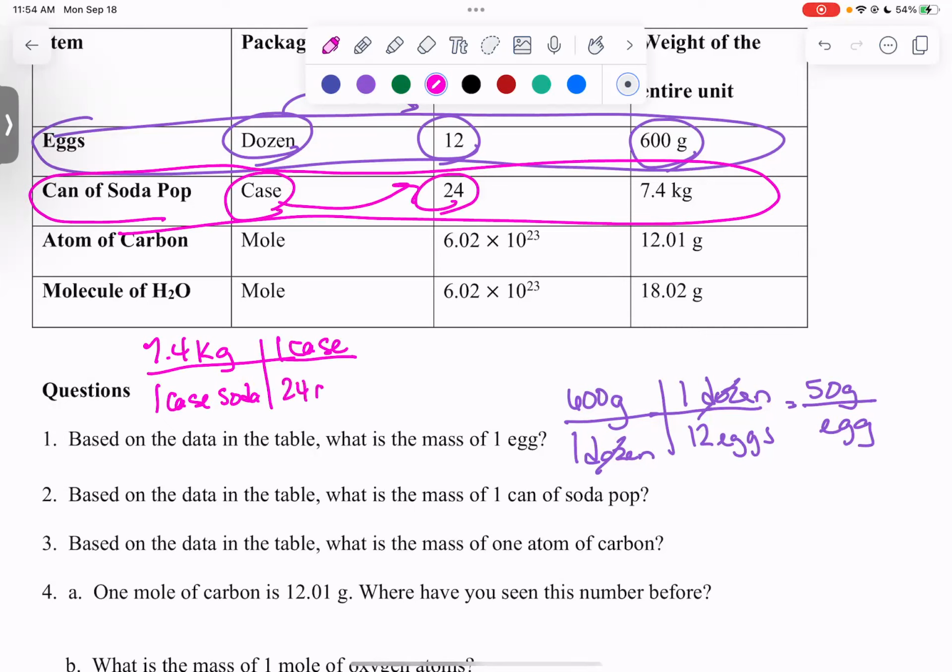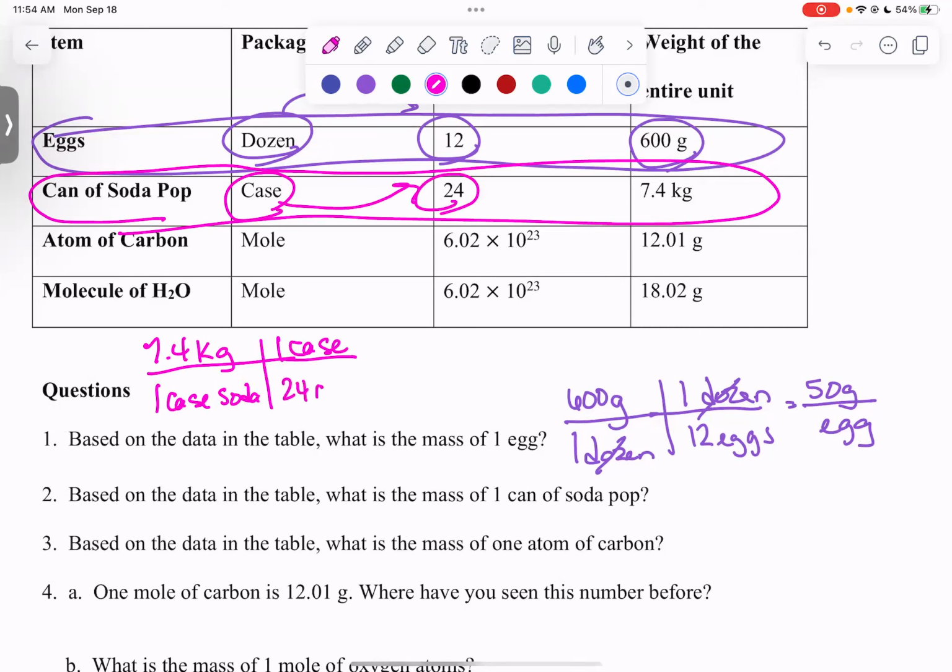So then how many items are in a mole of anything? If I have a mole of M&Ms, I'll have 6.02 times 10 to the 23rd M&Ms. That'd be a lot of M&Ms. How many atoms are in a mole of carbon? How many anything is in a mole of that same thing? 6.02 times 10 to the 23rd. Doesn't matter what you're talking about.